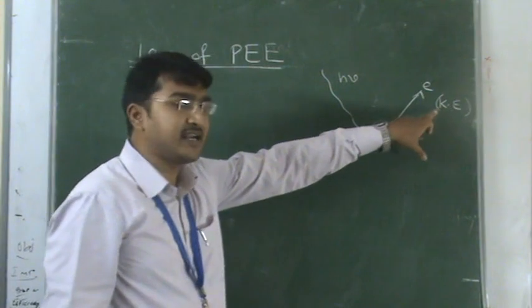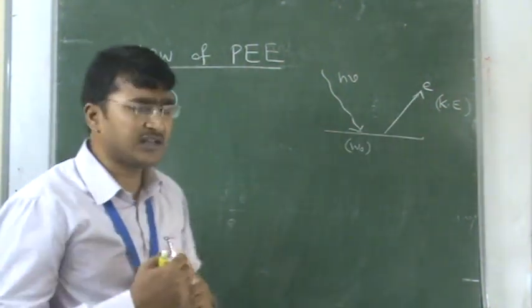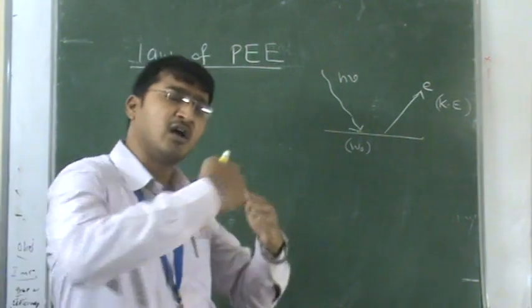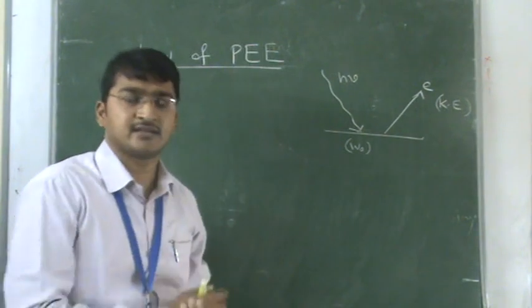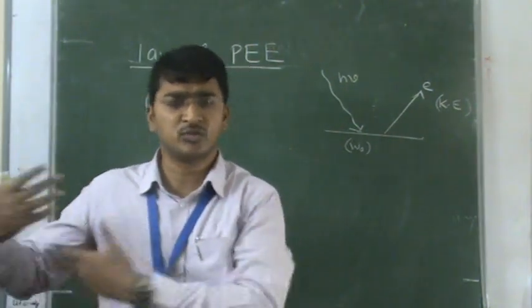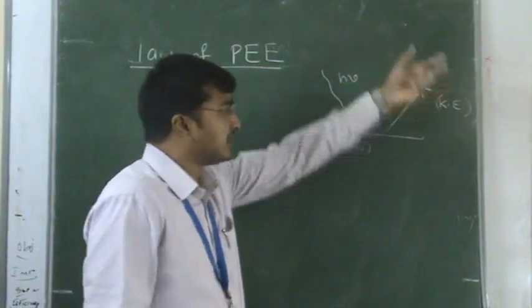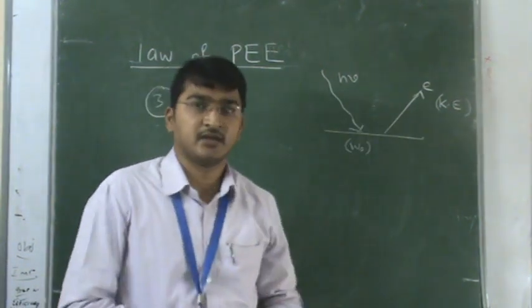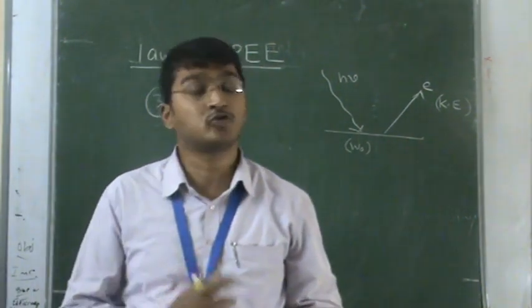Now, this kinetic energy depends upon what factors? Is the kinetic energy equal for all types of metals? Is it equal for all types of light, like red, violet, indigo, blue, and so on? Does every color project the same kinetic energy of electrons? No, because kinetic energy changes by changing two factors.